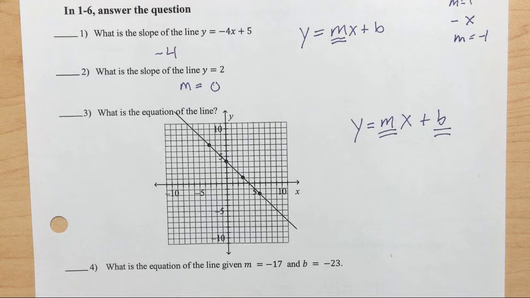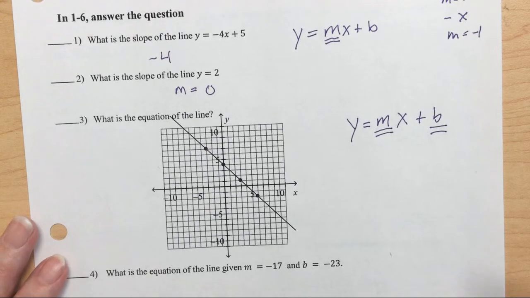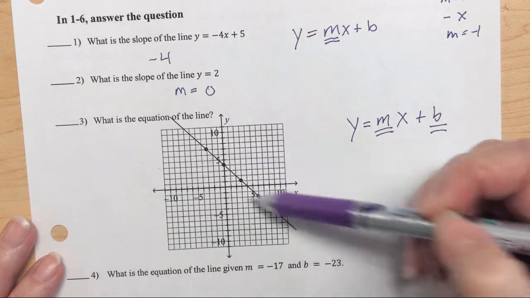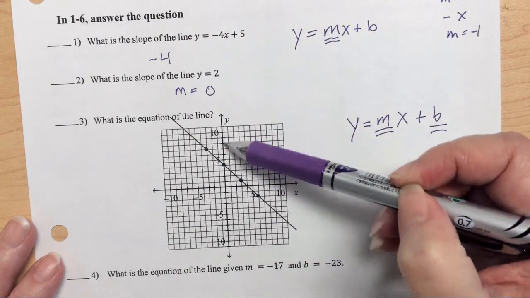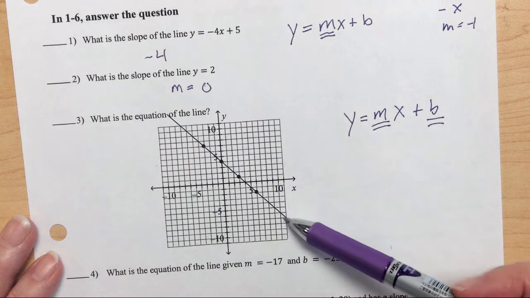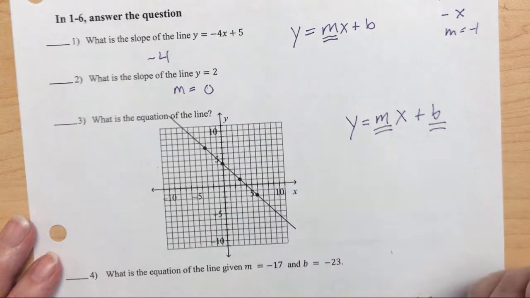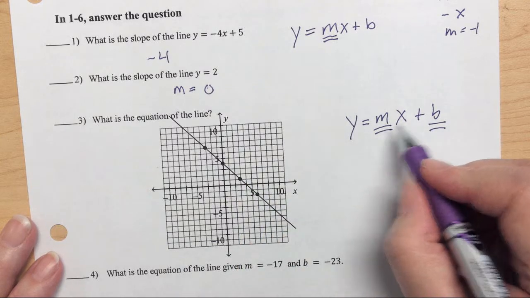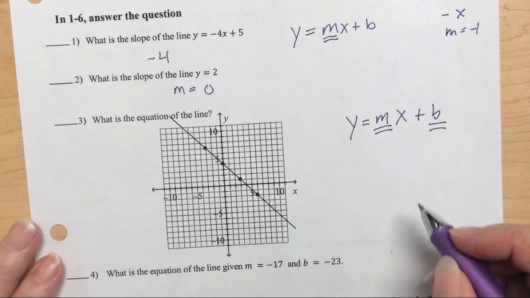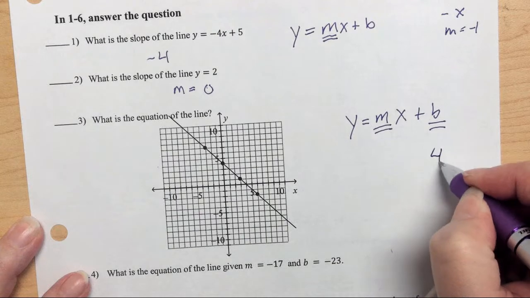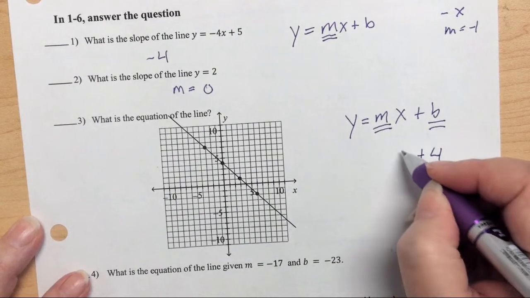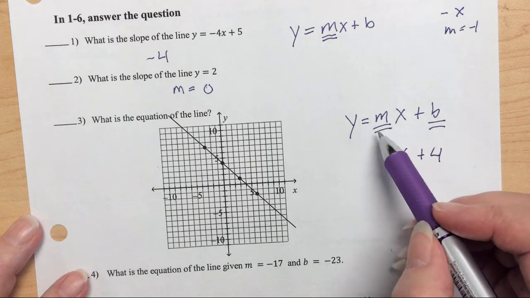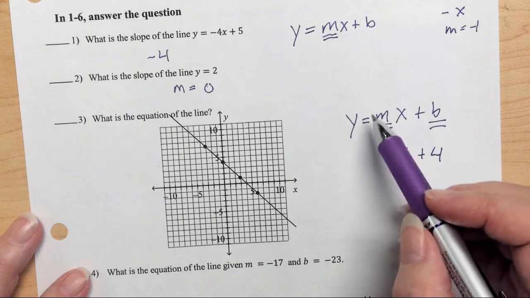So really the easiest way to do this is to find your y-intercept, where this crosses the axes. So where does this line hit the y-axis? What's the number? 4. So it is 4. So is that my m or my b? That's my b. So b is 4. Now I have to find my m.